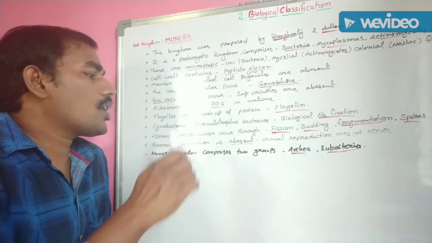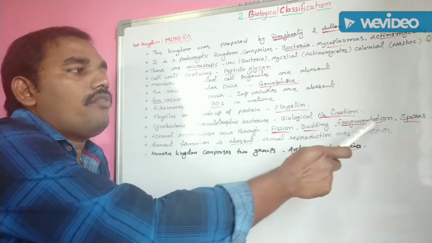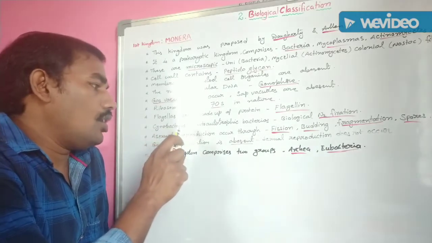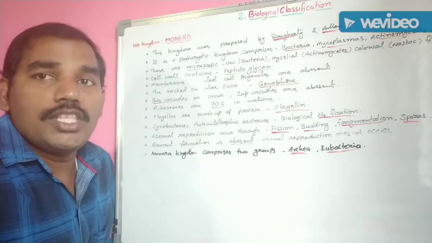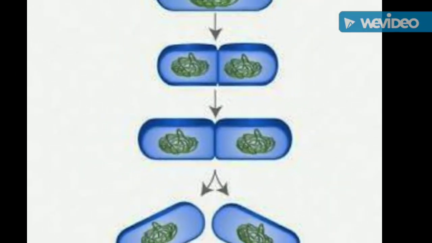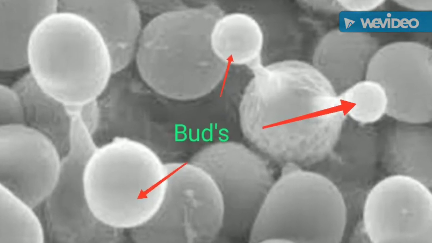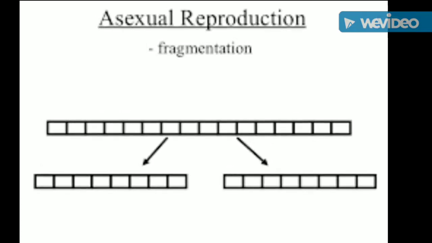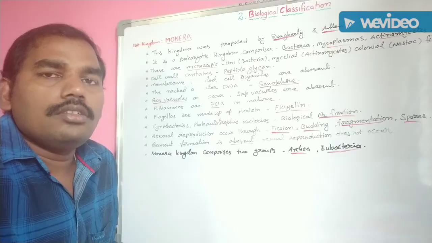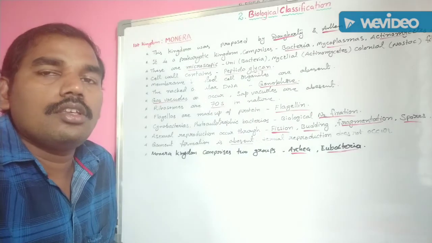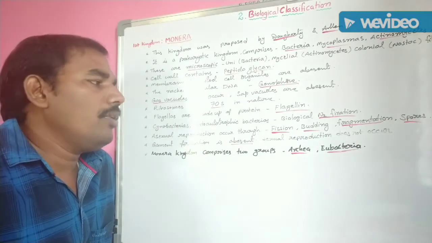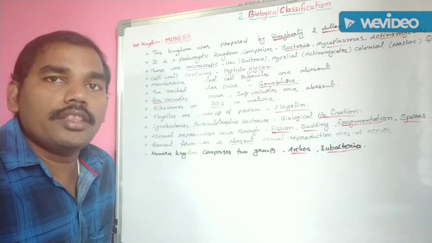Asexually, Monera kingdom organisms reproduce through fission, budding, fragmentation, and spore formation. Remember this. Another point: sexual reproduction does not occur in Monera kingdom organisms. Because of this, gamete formation is completely absent.